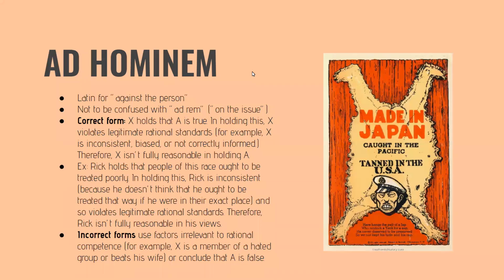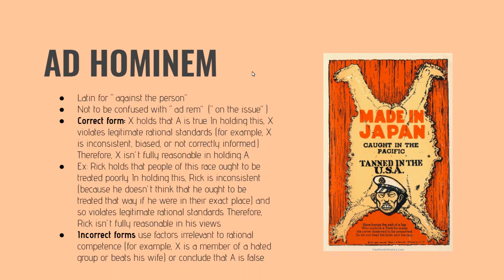This next one uses a Latin name for against a person, which is opposed to ad rem on the issue. So ad hominem. The correct form is X holds that A is true. In holding this, X violates legitimate rational standards. For example, X is inconsistent, biased, or not correctly formed. Therefore, X isn't fully reasonable in holding A.